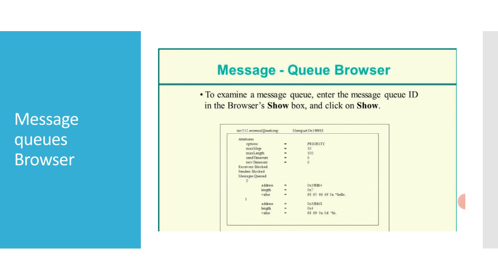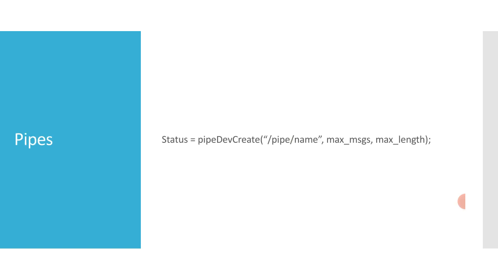So this is the message queue browser. To examine a message queue, enter the message queue ID in the browser show box and click on show. Then it will show like this. Then let's get on to the pipes.